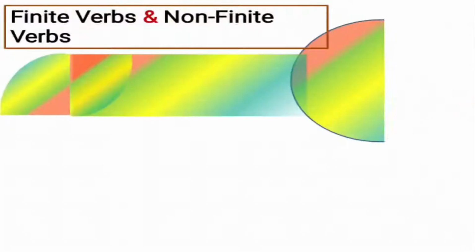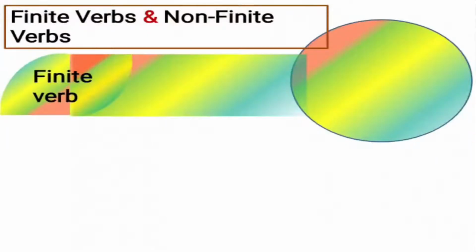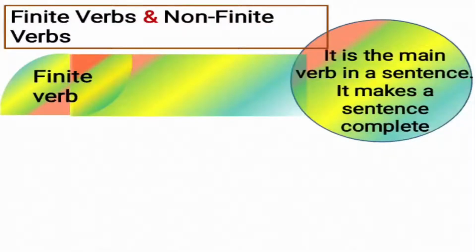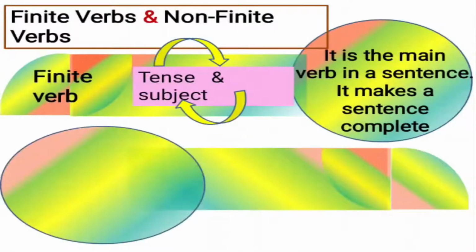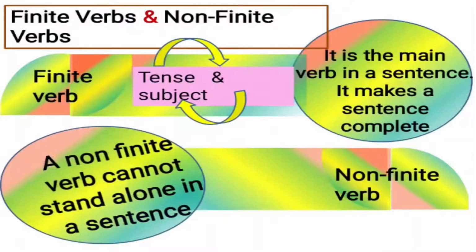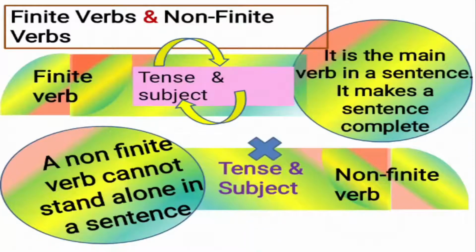So what do you mean by a finite verb and a non-finite verb? A finite verb is the main verb in a sentence and it makes a sentence complete. It changes its form according to the tense and subject, whereas a non-finite verb cannot stand alone in a sentence. It needs the help of a finite verb, a modal auxiliary, or a helping verb. And it does not change its form according to the tense and subject.